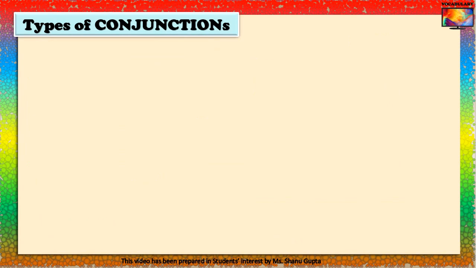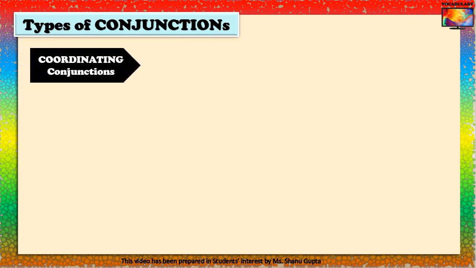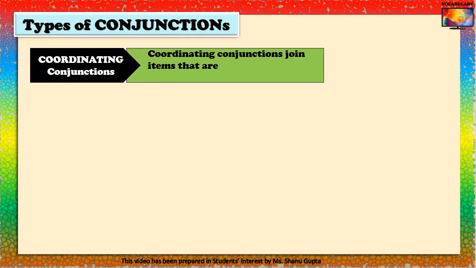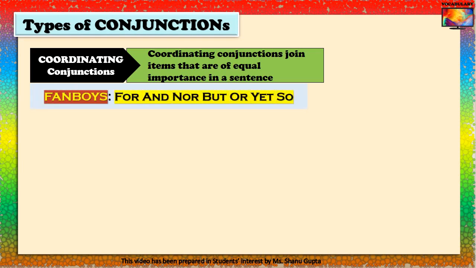Coming to types of conjunctions, there are three important types. Coordinating conjunctions join items that are of equal importance in a sentence. It may be two or more words, phrases, and even clauses. The main coordinating conjunctions can be memorized through the acronym FANBOYS, where F stands for "for," A for "and," N for "nor," B for "but," O for "or," Y for "yet," and S for "so."